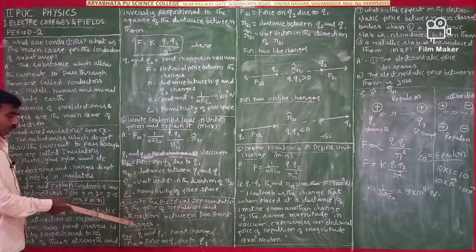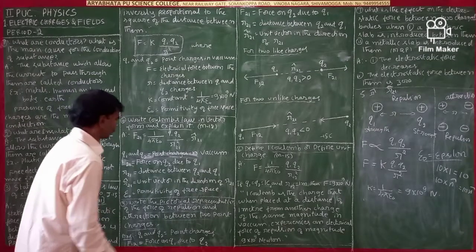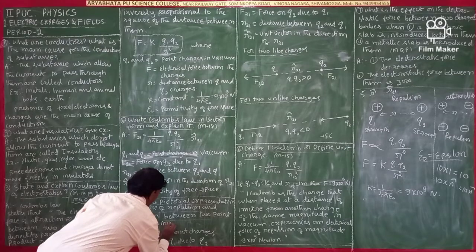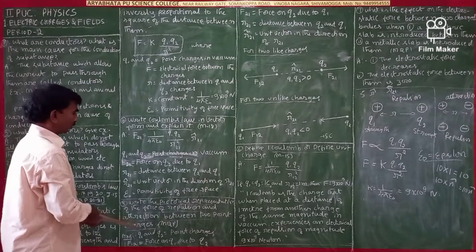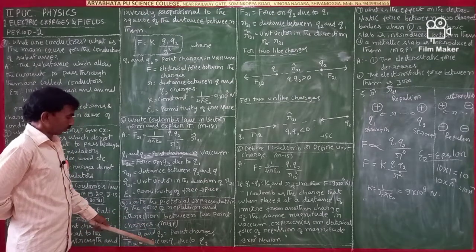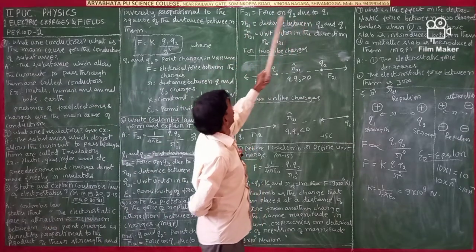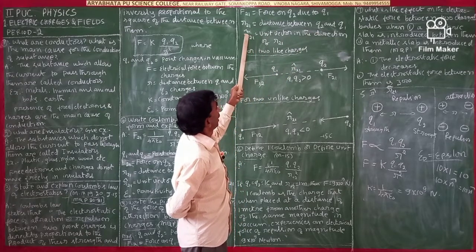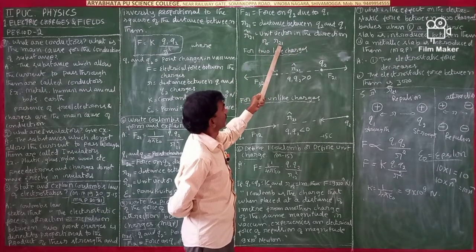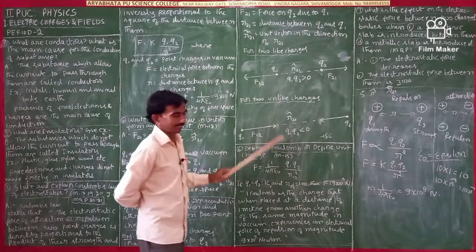This is a very, very important question; it comes in the model question paper, MQP. Q1 and Q2 are point charges. F12 is the force on Q1 due to Q2. F21 is the force on Q2 due to Q1. R21 is the distance between Q1 and Q2. R cap 21 is the unit vector in the direction of R21. For two like charges, you have to represent it here and write the diagram here.